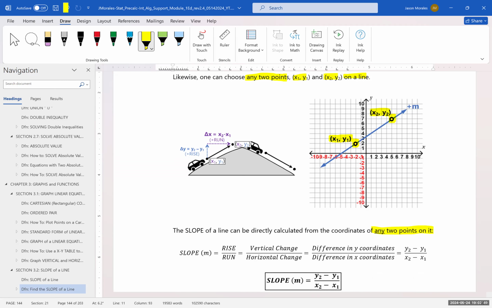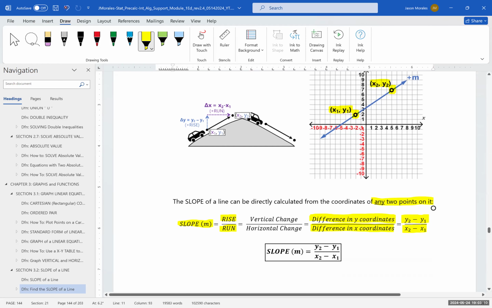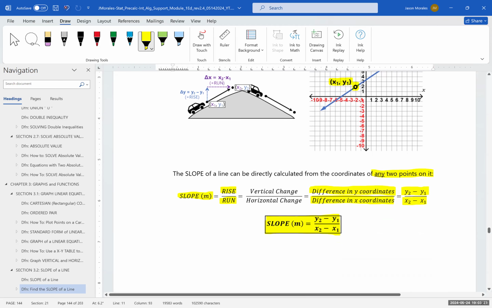So remember that the slope is equal to rise over run, and the rise is a difference in y coordinates. So a difference in y coordinates would be y2 minus y1, and a difference of the x coordinates would be x2 minus x1. And so this leads us to our first formula for the slope of a line. The slope of a line is equal to y2 minus y1 all over x2 minus x1.